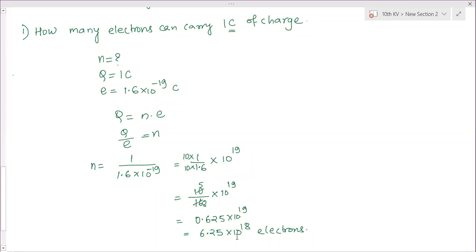Ma'am, the charge of an electron is minus 1.6, right? Yes, it's minus 1.6, but here we are only concerned about the number of electrons, so we are not counting the sign. Okay, ma'am.